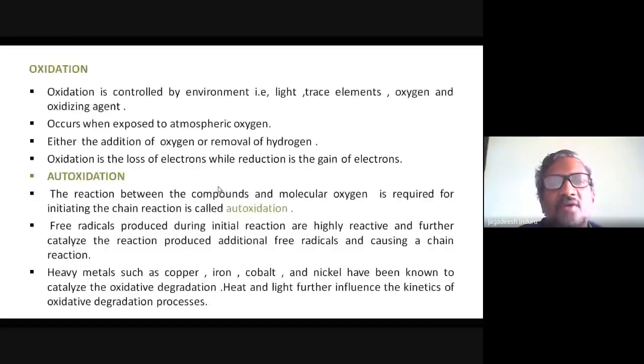So oxidation occurs when there is exposure to atmospheric oxygen. Most of the time it is a major phenomenon and a problem we are going to face. Either the addition of oxygen or the removal of hydrogen, we call it oxidation in the mechanism. It is also called the removal of electrons, or the addition of oxygen, which we call oxidation.